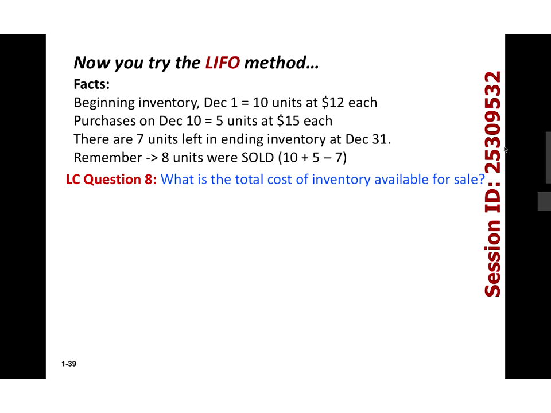Okay? So the total cost of inventory available for sale is going to be the cost of the beginning inventory, 10 units at 12 gives us 120, plus the purchases, 5 units at 15 each, 75. So we're adding the 120 and the 75 together, and so our total cost of inventory available for sale. Okay, get your answer in. I'm going to close it in about 5 seconds.